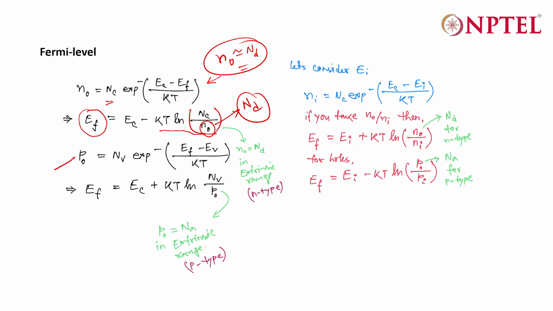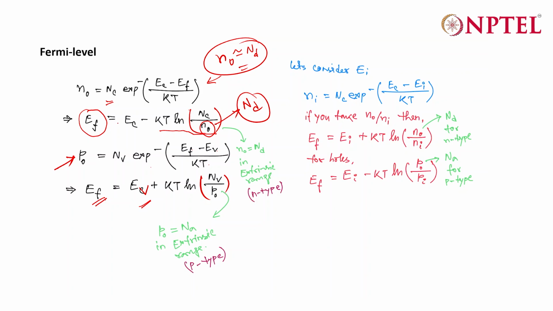Similarly, if you consider the hole, the expression for P0 is equal to Nv exponential minus Ef minus Ev divided by kT. So your expression will be Ef is equal to, that should be Ev. Sorry for that, I beg your pardon. This should be Ev, please remember. So this is Ev plus kT ln Nv by P0. The P0 will again be equal to Na for a p-type semiconductor in the extrinsic range, right?